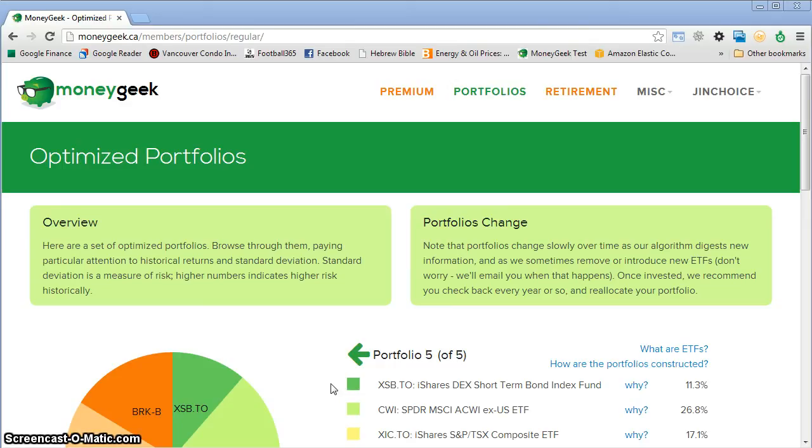And once we agree that this is our goal, the next step is to figure out what to invest in. To answer this, I'm going to assume that you have a regular MoneyGeek membership. Having a regular membership gives you access to the page that you see in this tutorial. To get to this page, simply sign in and click on the Portfolios menu item. The portfolio page gives you a set of model portfolios that you can follow. So let me first explain what the symbols and numbers are.